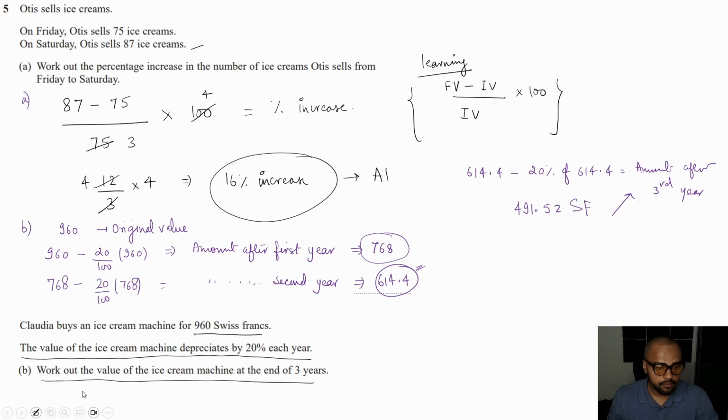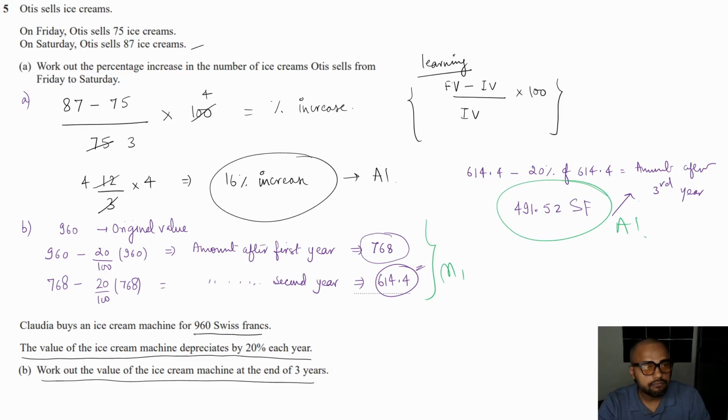Okay, students, so this is how we need to solve it. Again, this is the method: M1 you will be scoring, and for the accuracy you will be scoring A1. Since they both are independent in nature, this is how you will be scoring it.